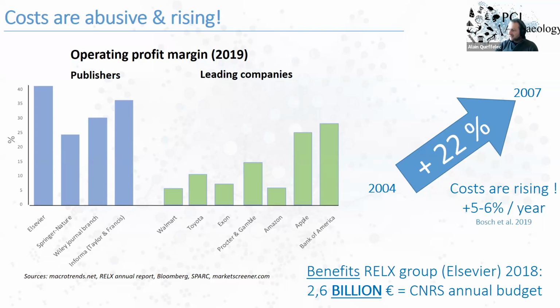And you can see an example that I like to take, especially when I make this kind of presentation in France. The benefits of the group that owns Elsevier, and Elsevier is largely the main company in the group, the benefits only of this group equal the CNRS annual budget, including all the salaries of 30,000 people, all the expenditures of furniture, etc.